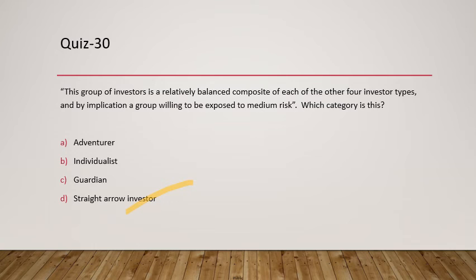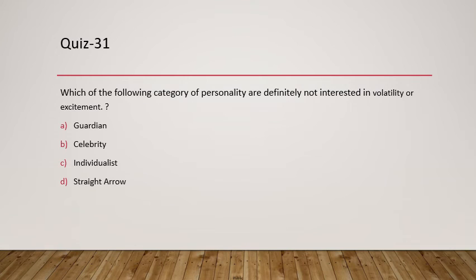So we moved, completed 30 questions. We moved to the 30th one and completed this also. 31st: which of the following category of personalities are definitely not interested in volatility or excitement, right? So these are the investors whom we call the guardian investors. They're not interested in that, correct?